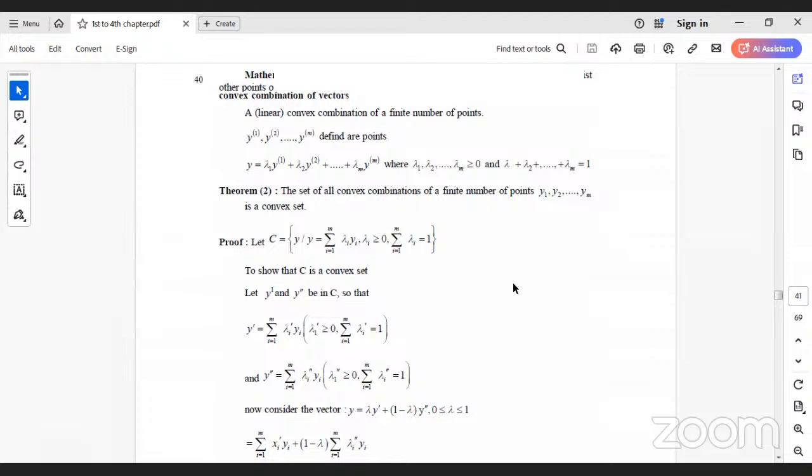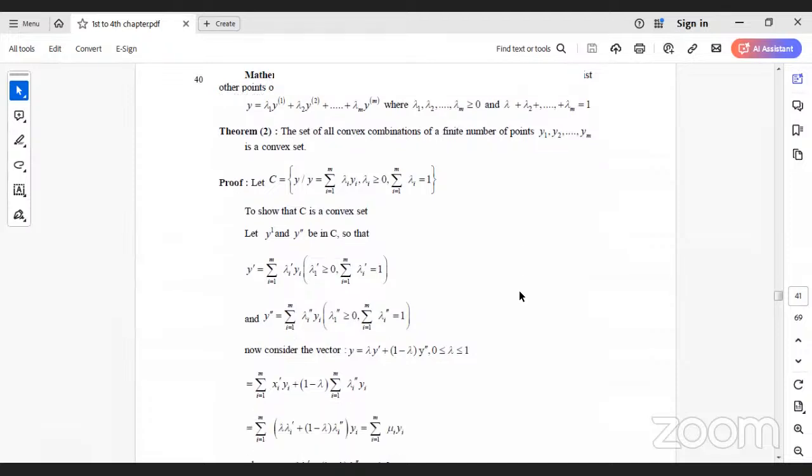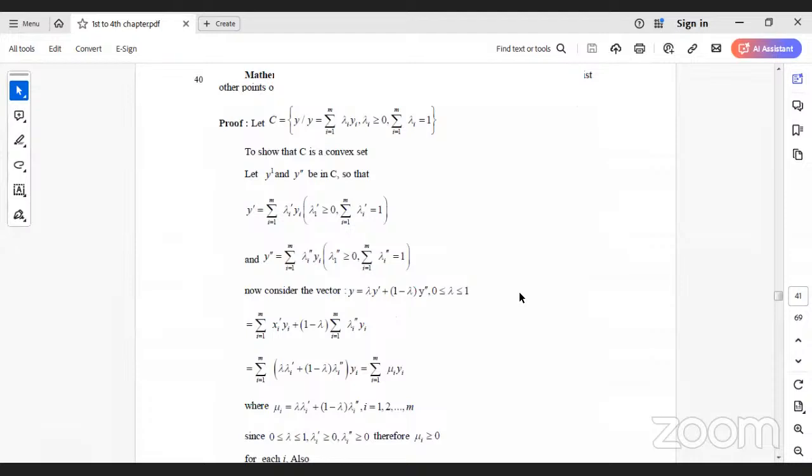set. Let C be the set of y such that y is the summation of i equal to 1 to m of lambda i y i, with lambda i greater than or equal to 0 and the summation of lambda i equal to 1. To show that C is a convex set, let y dash and y double dash be in C, so that y dash is the summation of i equal to 1 to m of lambda i dash y i, with lambda i dash greater than or equal to 0 and the summation of lambda i dash equal to 1, and y double dash is the summation of i equal to 1 to m of lambda i double dash y i, with lambda i double dash greater than or equal to 0 and the summation of lambda i double dash equal to 1.